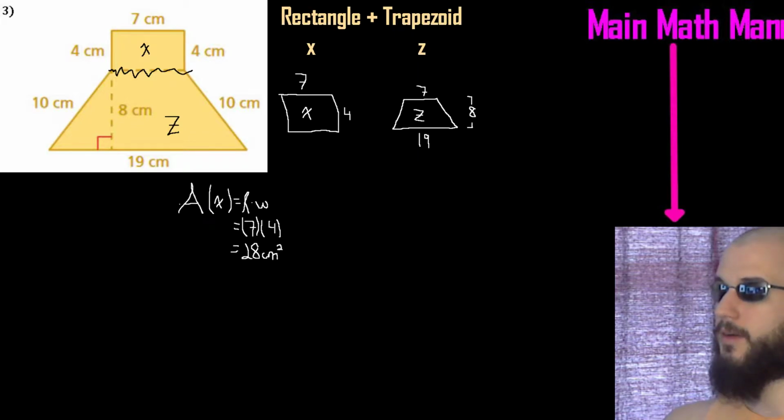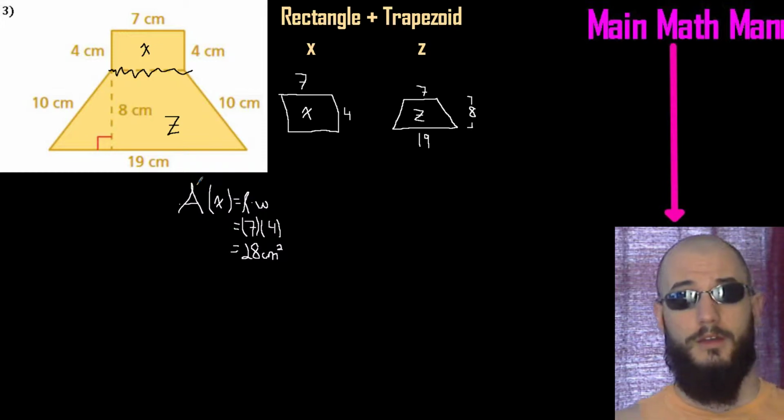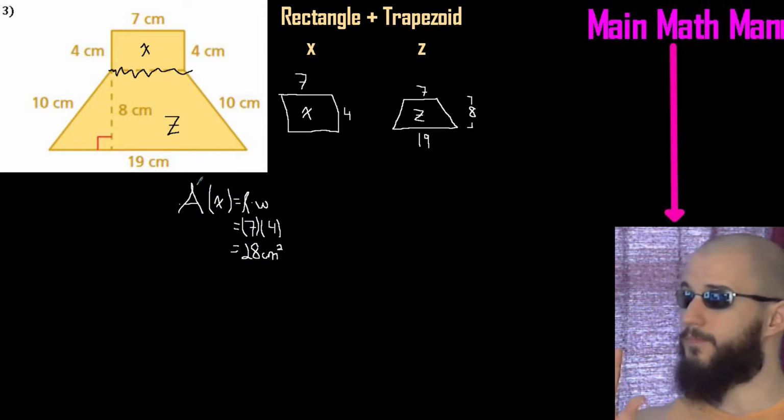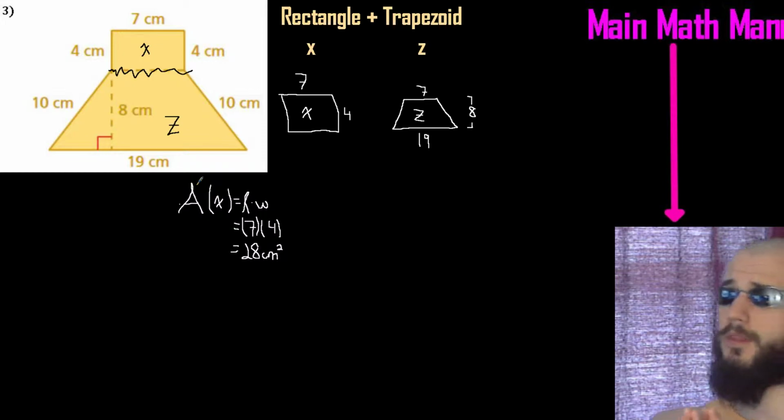So let's have our shapes. Let me find the area of the rectangle X. Again, that's just the length times the width. Almost forgot it, but luckily I wrote it down. Length times the width. Then it's going to be 7 times 4 is 28. And so that's 28 centimeters squared.